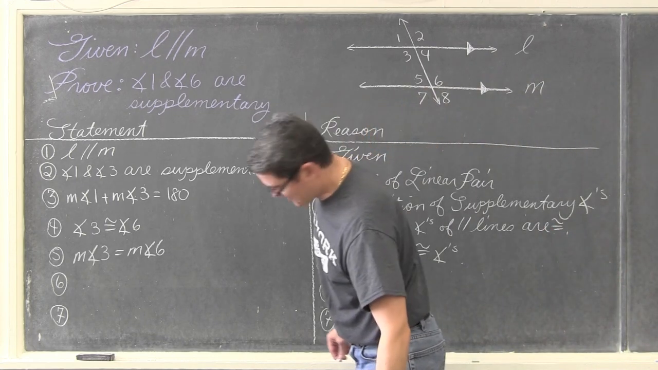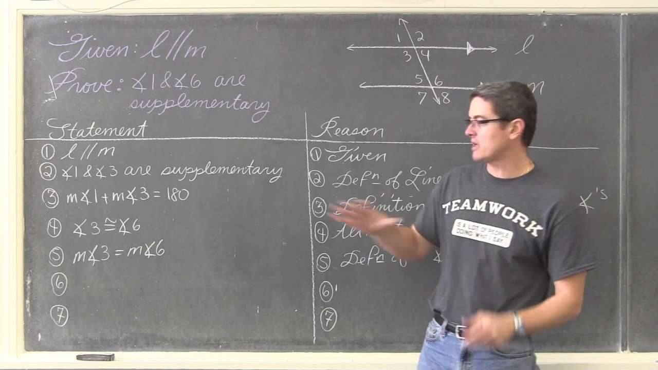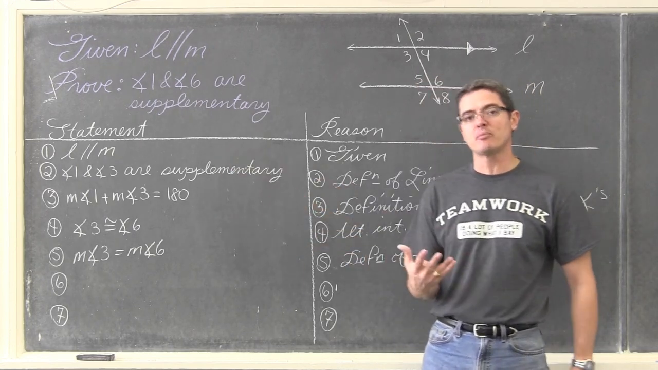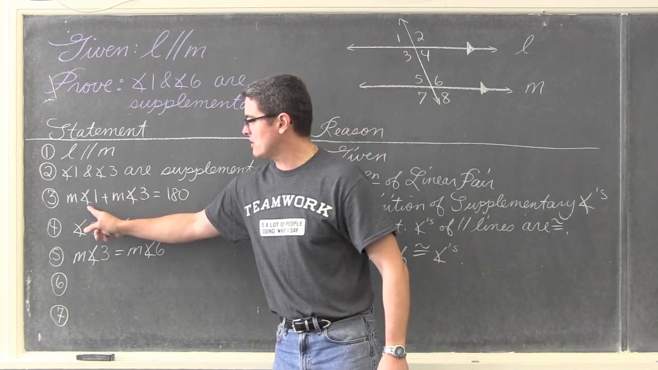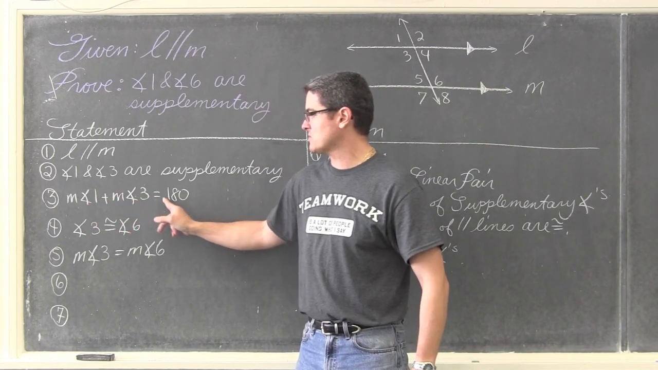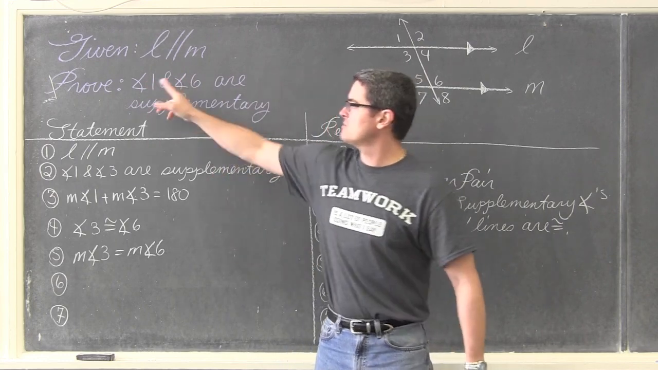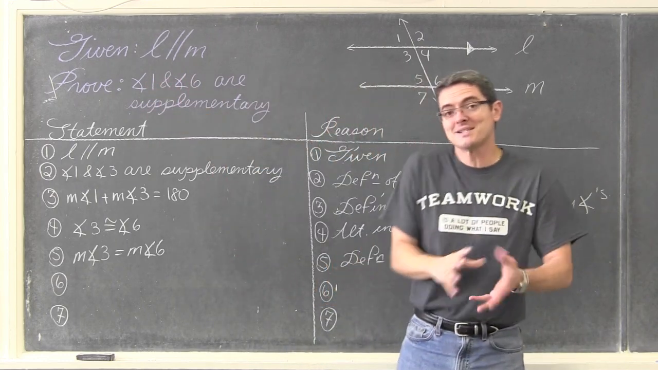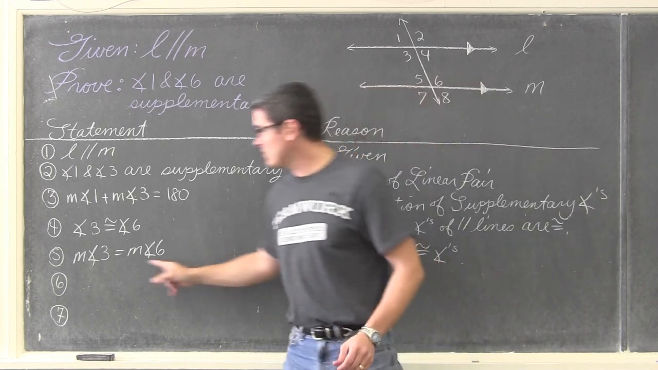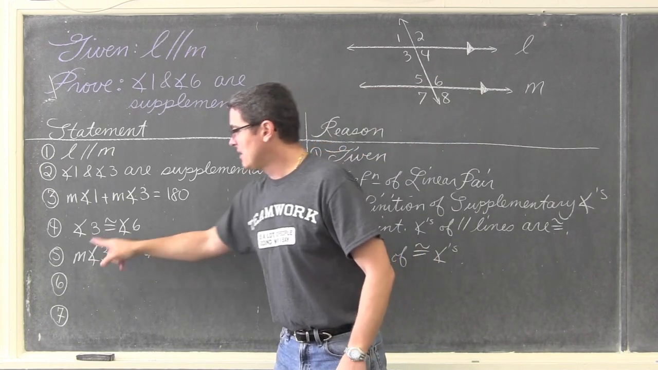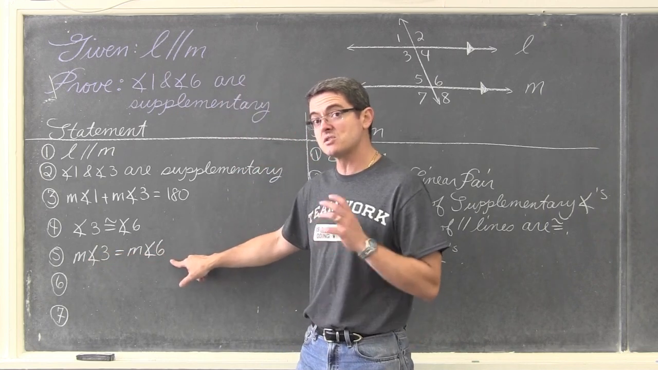Okay, well now we're at the point where the next line is going to have to build on information that I have justified and stated earlier in my proof. And if I look here, I've got the measure of angle 1 plus the measure of angle 3 equals 180. Well, again, the proof is about 1 and 6 being supplementary, or 1 and 6 adding up to 180. Okay, but down here I've justified now that the measure of angle 3 is equal to the measure of angle 6.